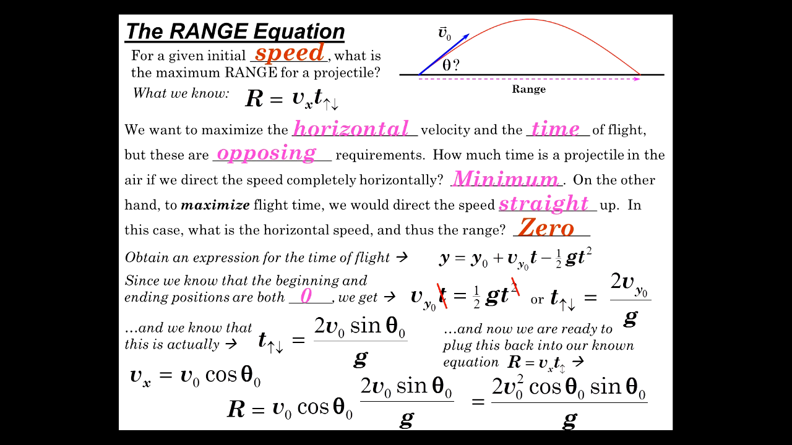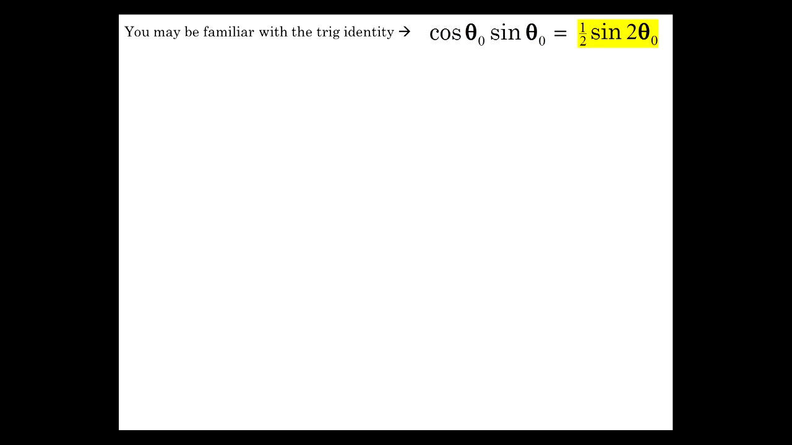Well, let's work with this a little bit. That's 2 V0 times V0, which is V0 squared, sine times cosine over g. Well, that's a little bit cumbersome, so we're going to simplify that. Having had trig, you might recognize that there's a trig identity that will simplify this for us. What might be familiar to you is the trig identity: cosine of theta sine of theta is 1/2 sine of 2 theta.